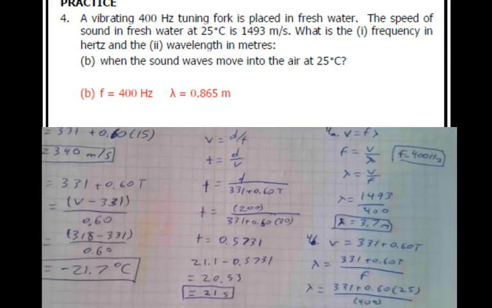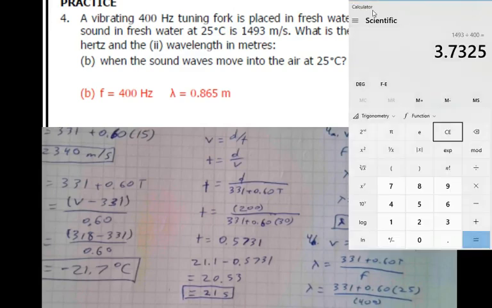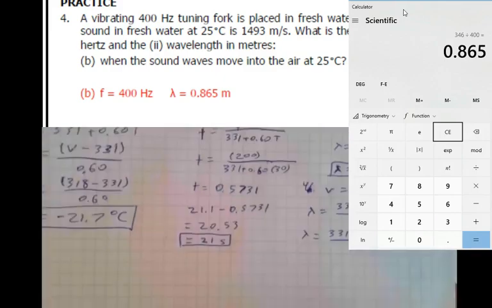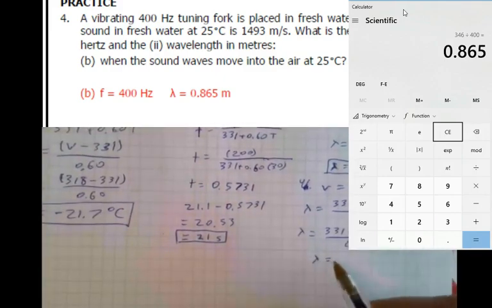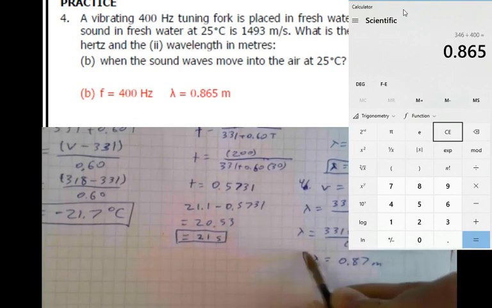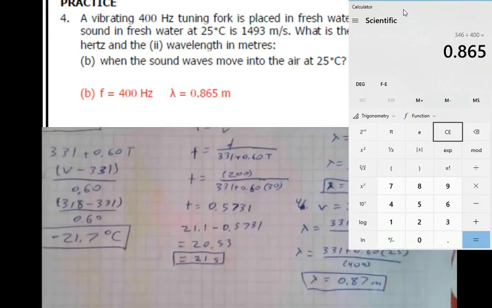Turning on our calculator. 331 plus 0.6 times 25. That's our numerator, divided by 400. We have a lambda equaling 0.87 meters for 2 significant digits. And the frequency is still 400.